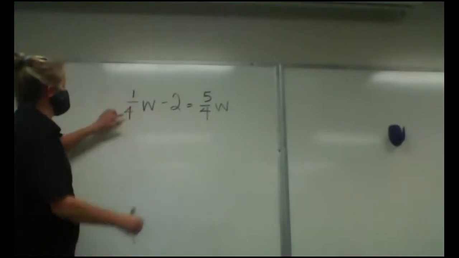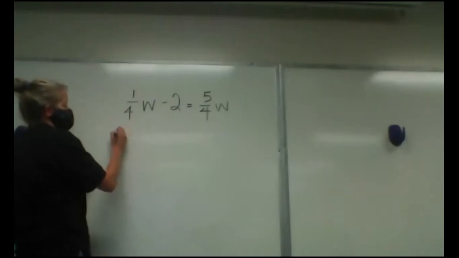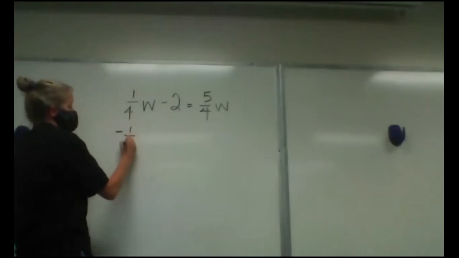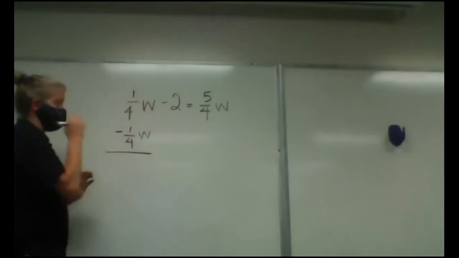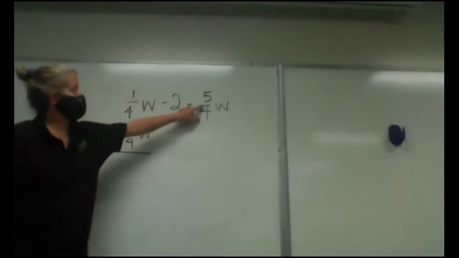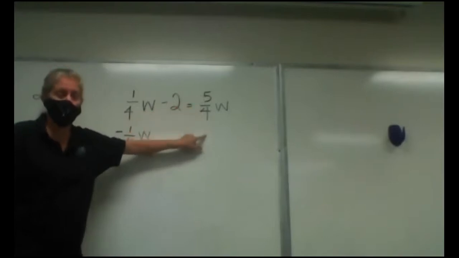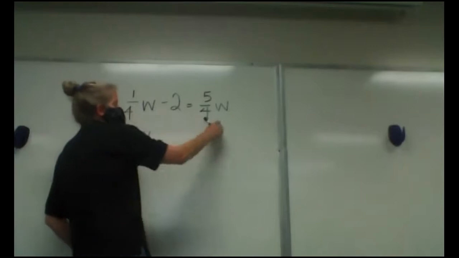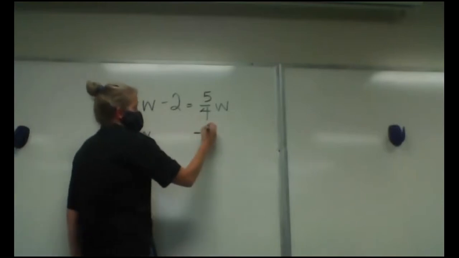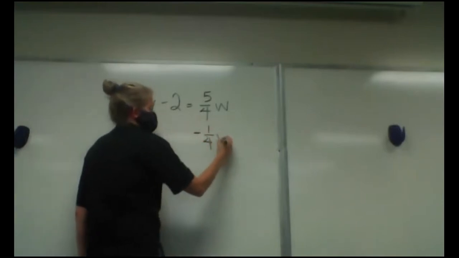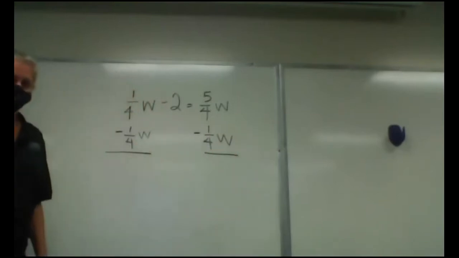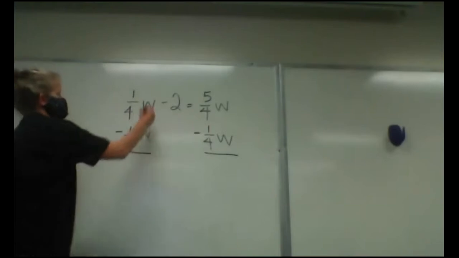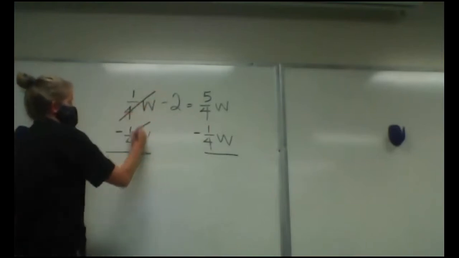So this 1/4 W, I'm going to subtract it off of this side. Well, if I subtract 1/4 W over here, I've got to do the same thing over here. If I do it to one side, I have to do it to the other side. So I'm going to put it underneath the W over here. So minus 1/4 W over here also. That just cancels that.